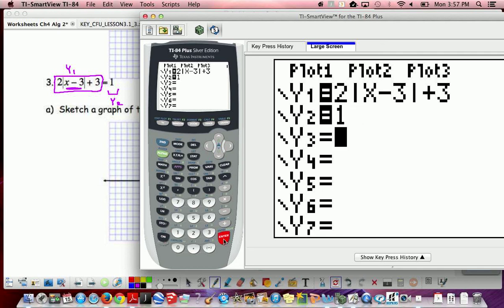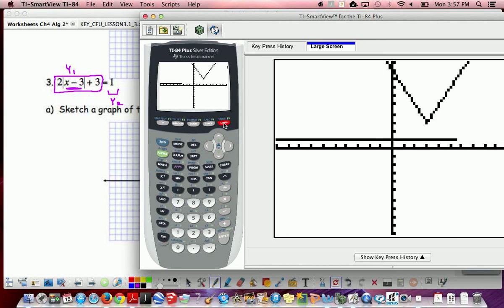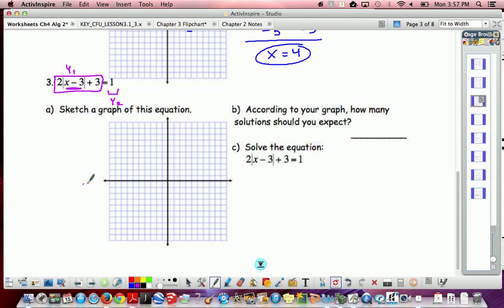Now, if we remember, absolute value graphs are going to look like V graphs. This one's doing a couple interesting things to it. So if I hit graph, wow, I have this V graph way up top. Notice how it looks like it's at the point 3, 3. So if I go to sketch it, I go to 3, 3. There's my vertex.